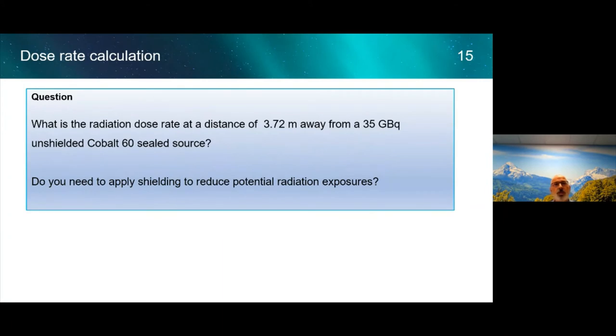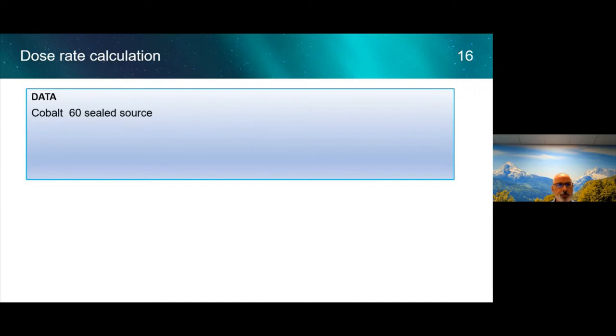So what is the radiation dose rate at a distance of 3.72 meters away from a 35 gigabecquerel unshielded cobalt-60 sealed source? And a supplementary question, once you've got the answer, is: do you need to apply shielding to reduce the potential radiation exposure at the position of interest? So let's have a look and see what drops out.